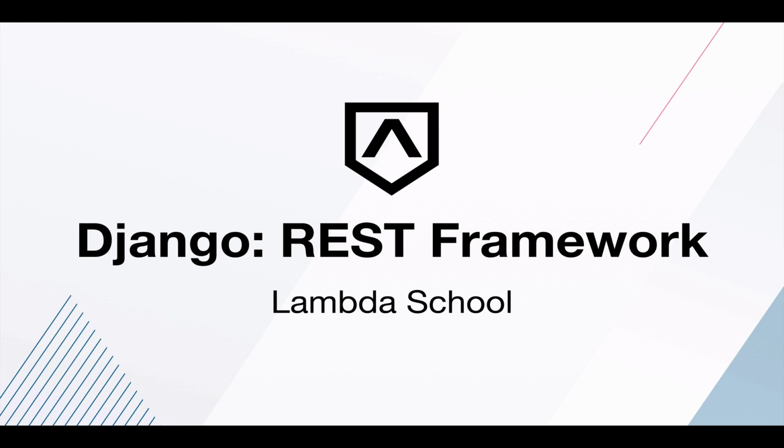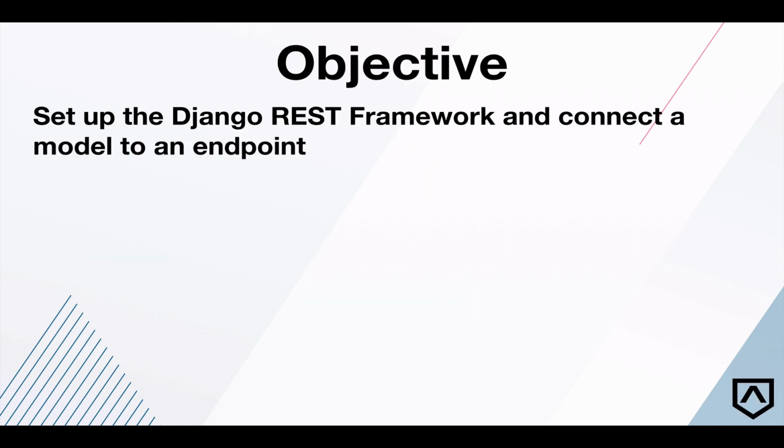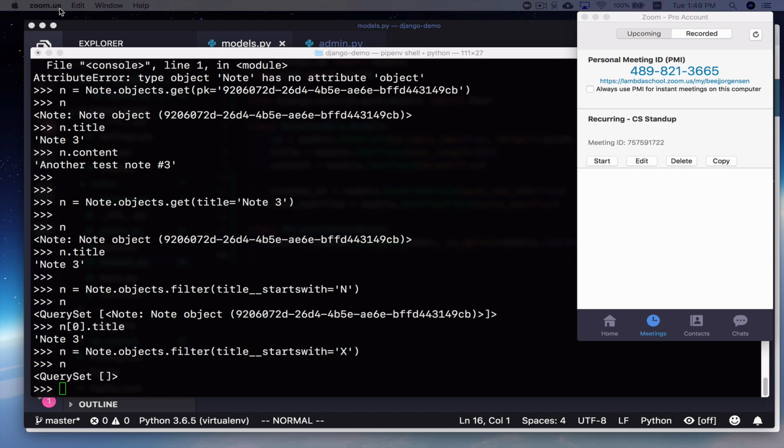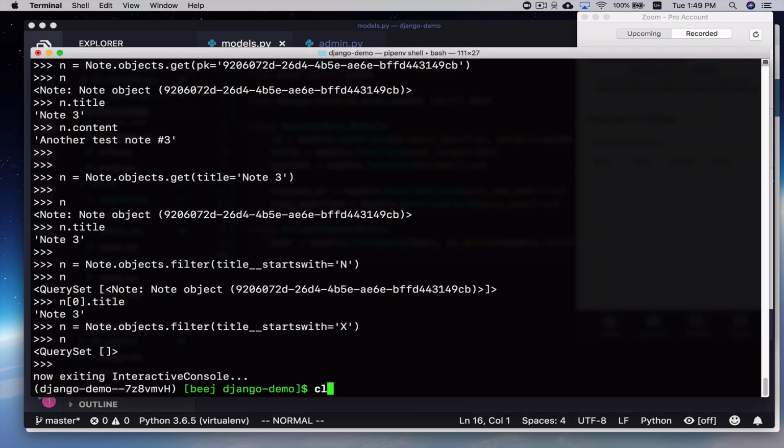We'll be continuing on with Django here, and we're going to use the Django REST framework to set up a RESTful API that we can use to access our model. So we're going to install the framework. We're going to expose the model that we're interested in sharing through the RESTful API, and then we're going to add some routes to see that get done. And then afterwards, we'll give it a test and see how that works. So this will be a multi-part process. And the first thing we're going to begin with is installing the framework.